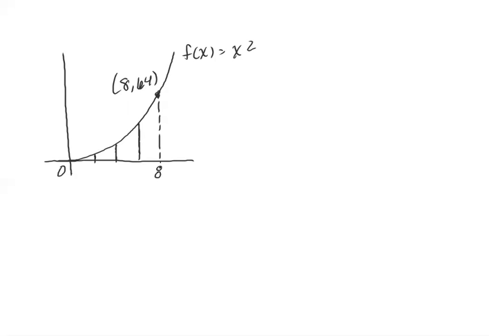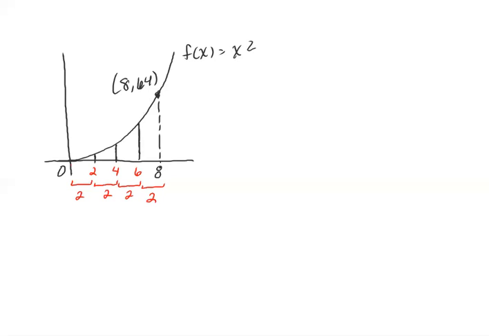So this is 2, this is 4, this is 6, that's 8. So the distance from 0 to 2 is 2, the distance from 2 to 4 is 2, the distance from 4 to 6 is 2, and the distance from 6 to 8 is 2. Okay.